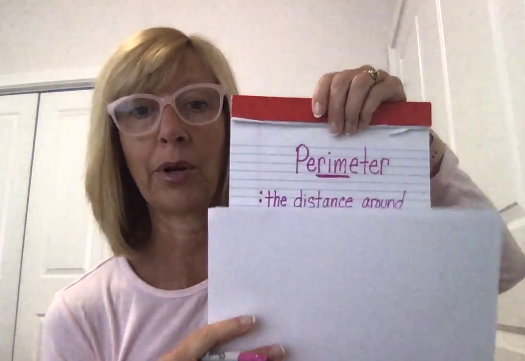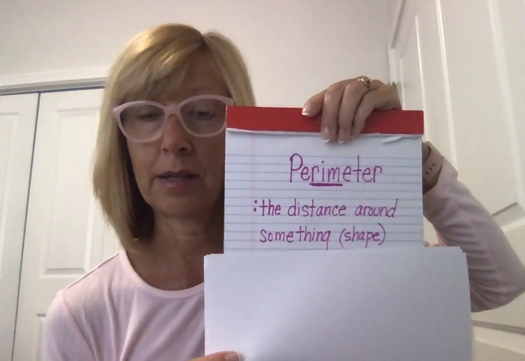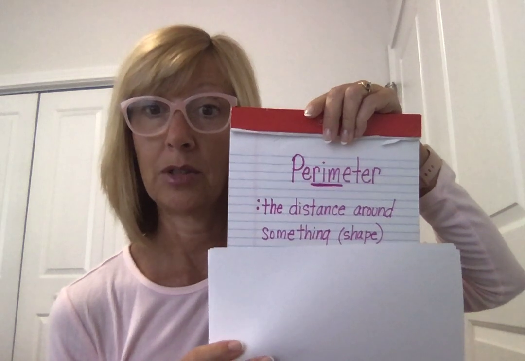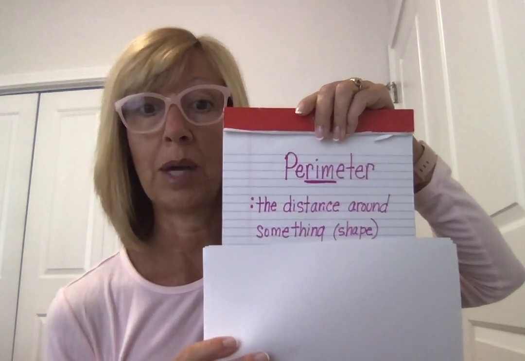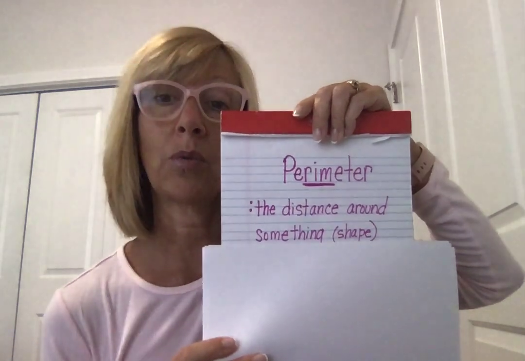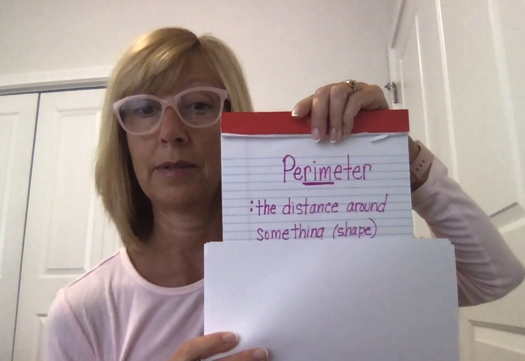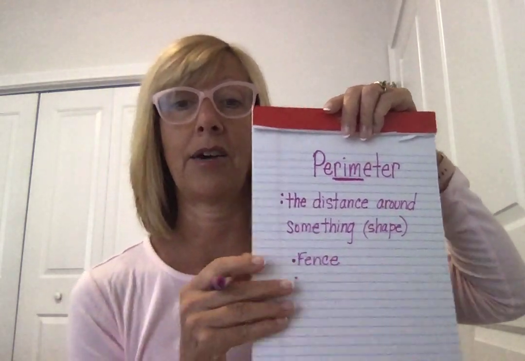And underneath perimeter, I want you to write the distance around something. We are going to be measuring, using a measuring tool, to measure the distance around something. And in math, we're going to be mostly working with shapes, the distance around different shapes. Okay, so go ahead and write that down.